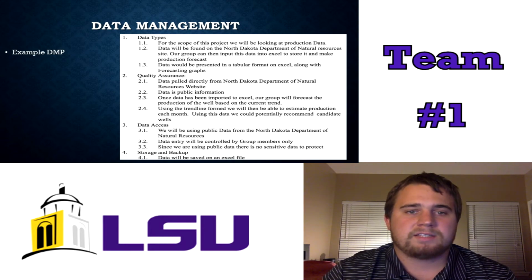Shown on the slides is our data management plan, which as you can see has 4 major steps: data types, quality assurance, data access, and storage and backup. Data types explains the different types of data that we will encounter in our project. Quality assurance explains where we will pull our data from and how we know it's accurate. Data access explains where we will get our data from and who we restrict it to. And storage explains how we intend to save our data.